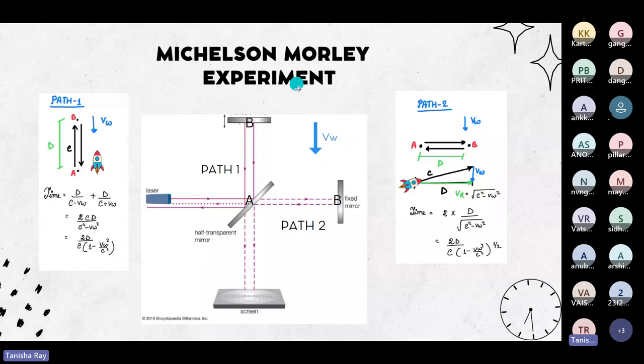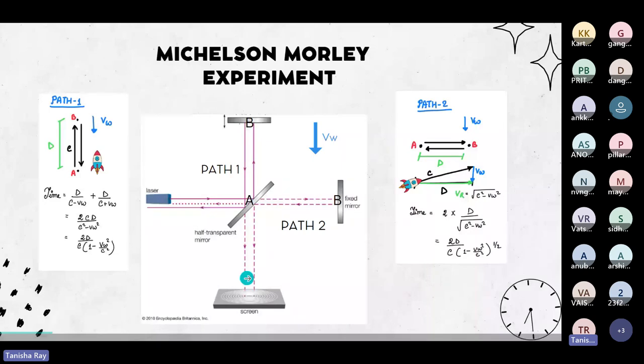So Michelson and Morley made this setup to detect this ether wind. In this, we have a source of light and a half-transparent mirror placed at an angle of 45 degrees to it. And there are two mirrors placed in this arrangement. When rays of light reach this half-transparent mirror, some of it gets reflected and strikes the upper mirror, gets reflected back, and finally reaches the detector.